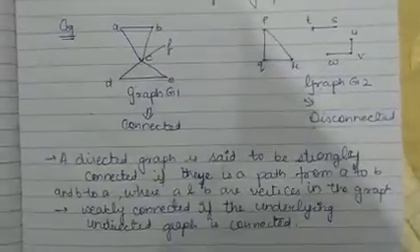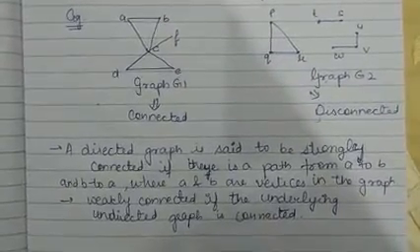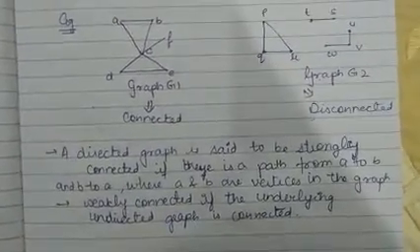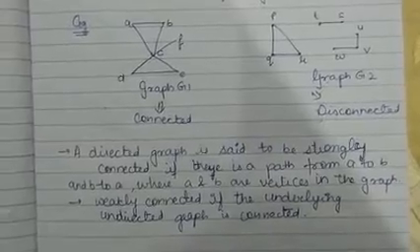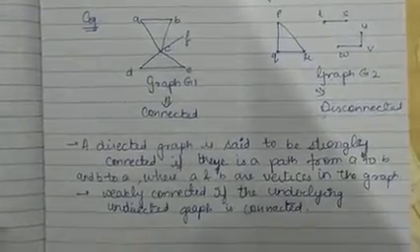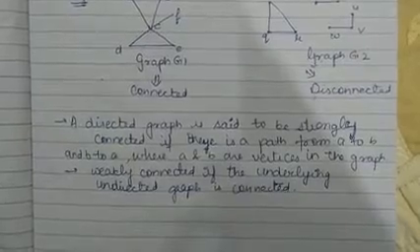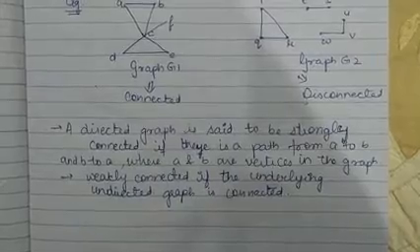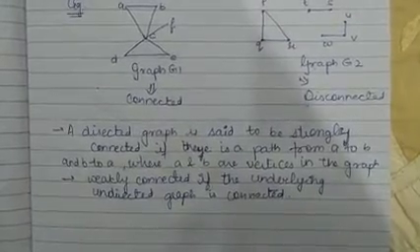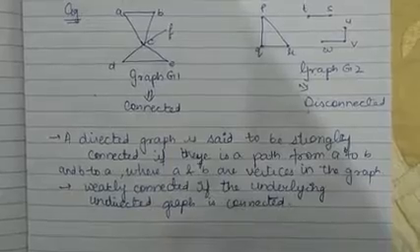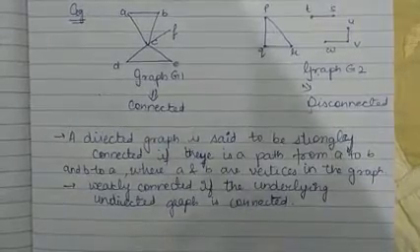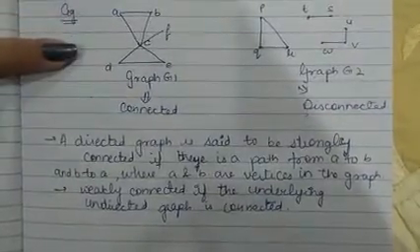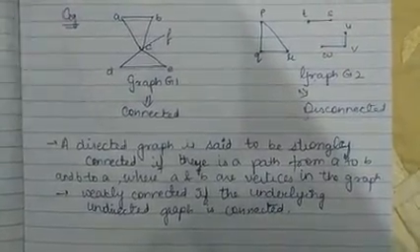A directed graph is said to be strongly connected if there is a path from A to B and from B to A. Here I am dealing with an undirected graph in the example, but if there is a proper directed graph with two vertices A and B, and I have a path from A to B and B to A, then this type of graph represents strong connectivity. Whereas if there is no proper direction, as in an undirected graph like this example, then it is known as weakly connected.